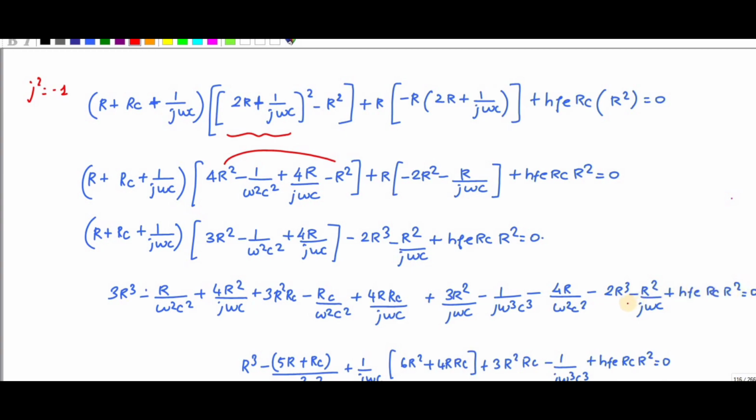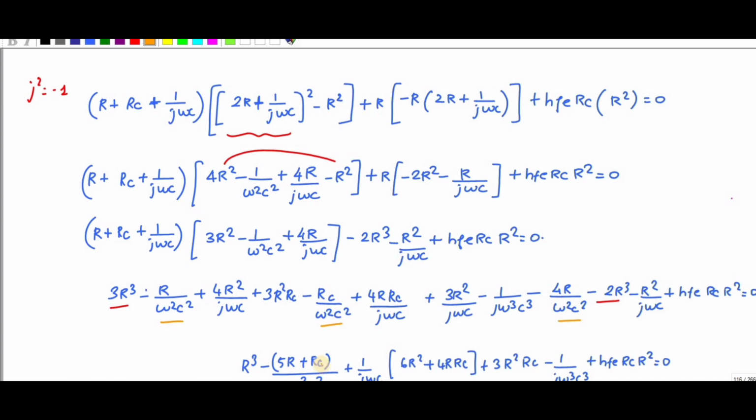So now you are going to solve this one, right? Minus 2r 3r will get r cube. Next you have to solve omega square c square value, right? So where and all you are having omega square c square, this is omega square c square value, this is omega square c square, and this one, right? So this is minus 5r plus rc.